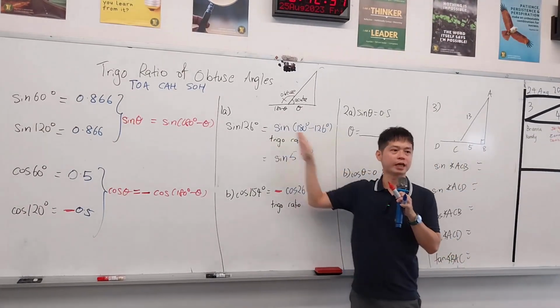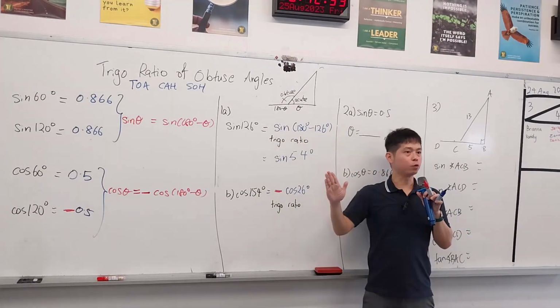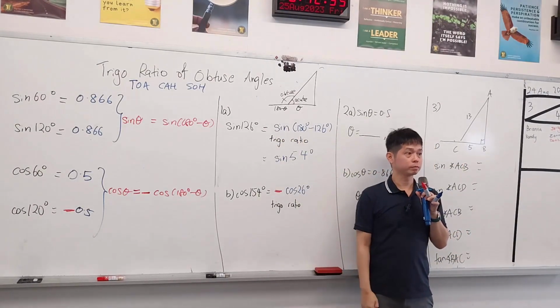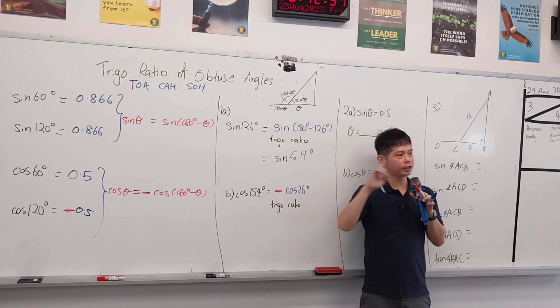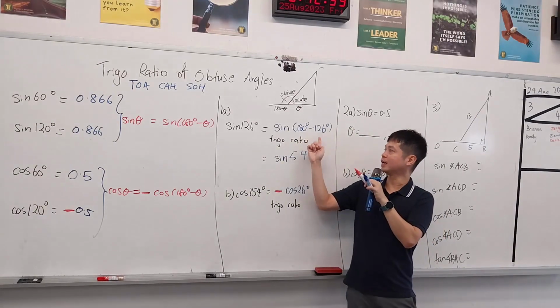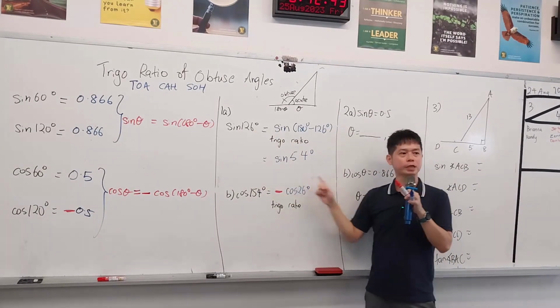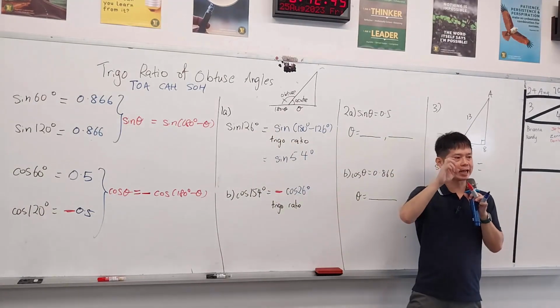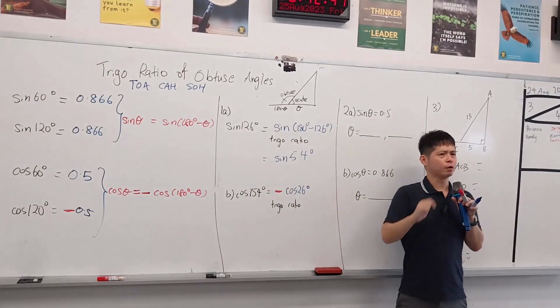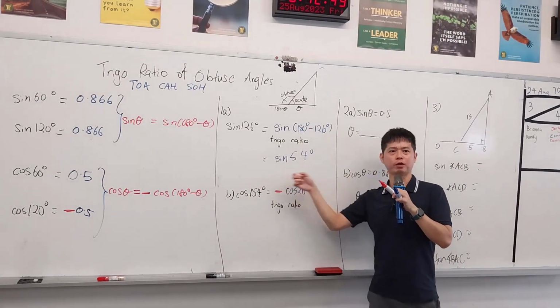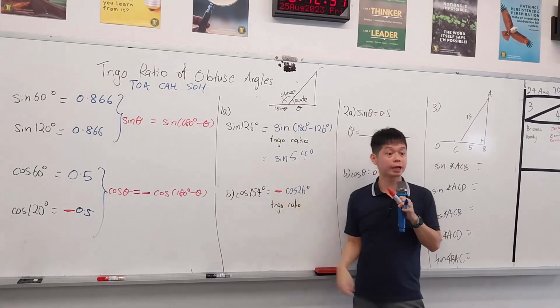The sine of the obtuse angle and the sine of the acute angle are exactly the same. Now, the obtuse and acute angles must add up to 180. For the cosine of the obtuse and the cosine of the acute, the difference is a negative sign. So your question is, where do I put the negative sign? Do I put it on the right hand side or on the left hand side?